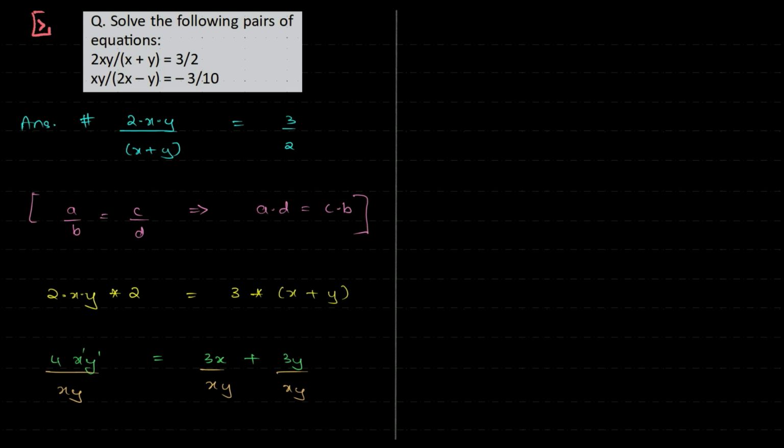Okay. So what happens if I divide by xy? Here the entire thing gets cancelled other than the 4, of course. Here x and x, y and y. And so we have 4 is equal to 3 by y plus 3 by x. So you know after this what you guys have to do.